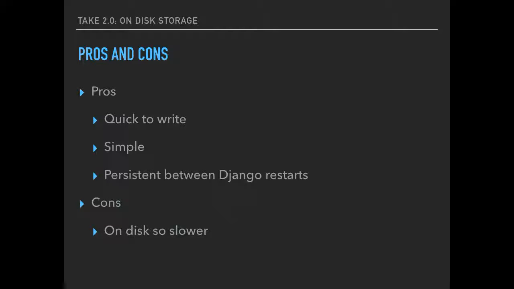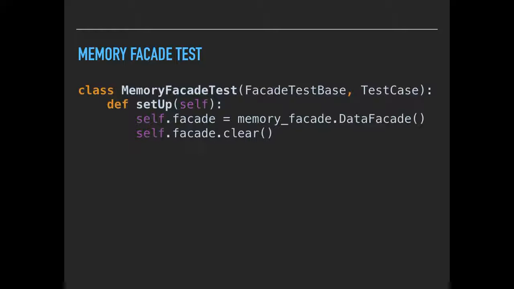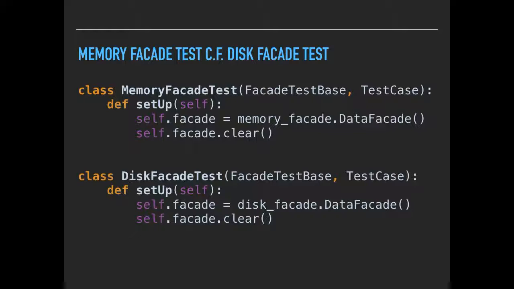And how do I test this? Well, just to remind you of what my memory facade test looked like. This is the disk facade test. So the only thing that's changed is I'm now loading to a disk facade instead of a memory facade. All the test methods are still the same as they were before. So this is the power of developing in this way. You can have a consistent interface, change everything, and you don't have to change your tests.